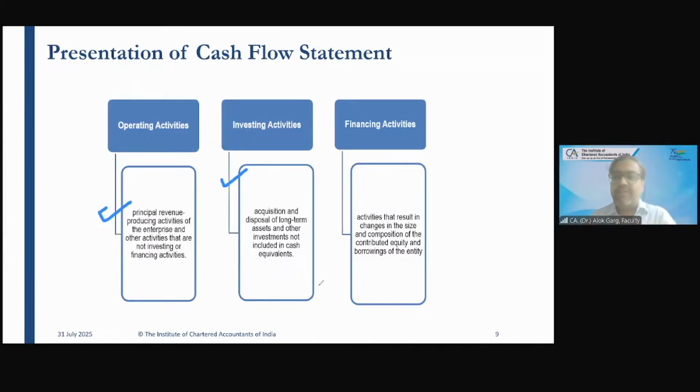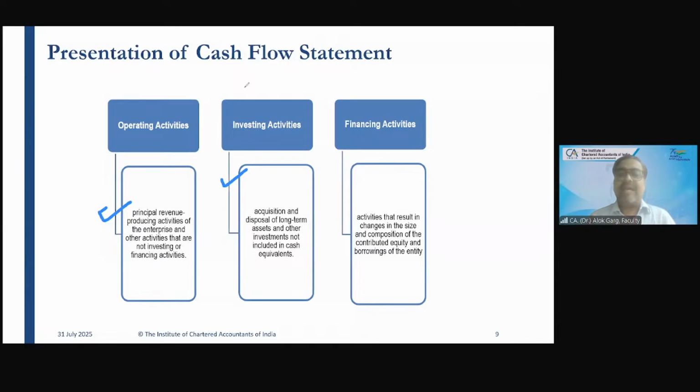Means if there is a 3 months fixed deposit, where will it go? It will go to cash equivalent. But if it is a 12-month fixed deposit, where will it go in the cash flow statement? It will be in investing activity, right? So if there is a 3 months deposit, it will form part of your cash and cash equivalent. It will not go in the investing activity. But if it is a more than 3 months fixed deposit, it will become part of investing activity.